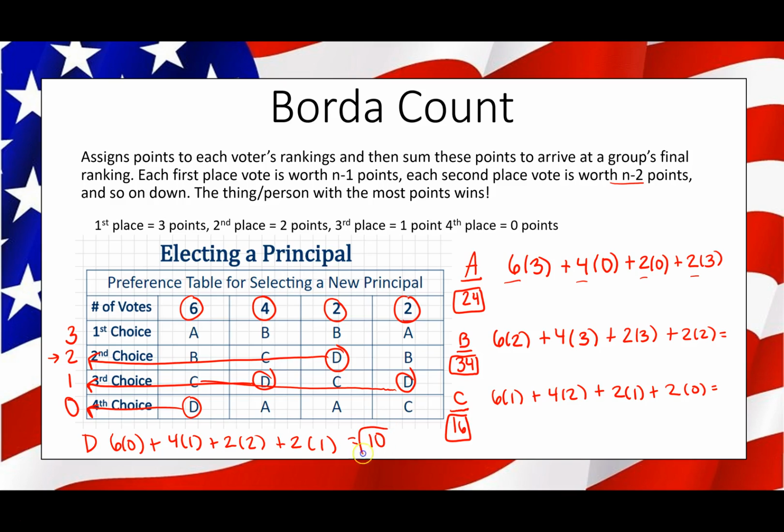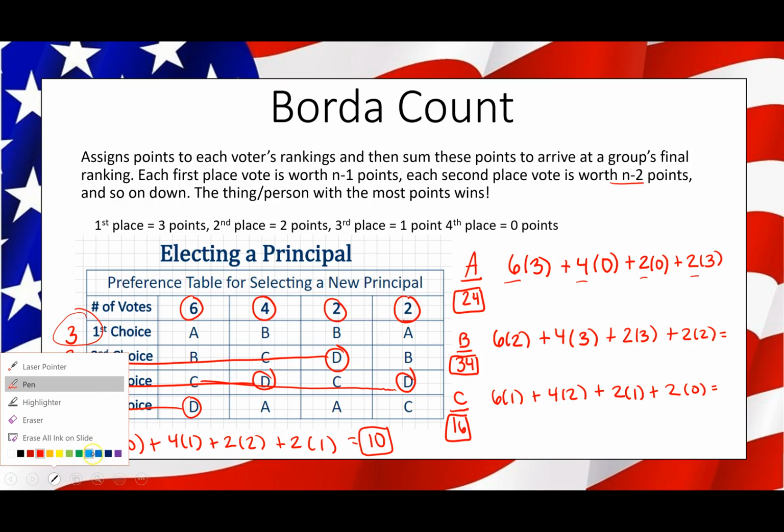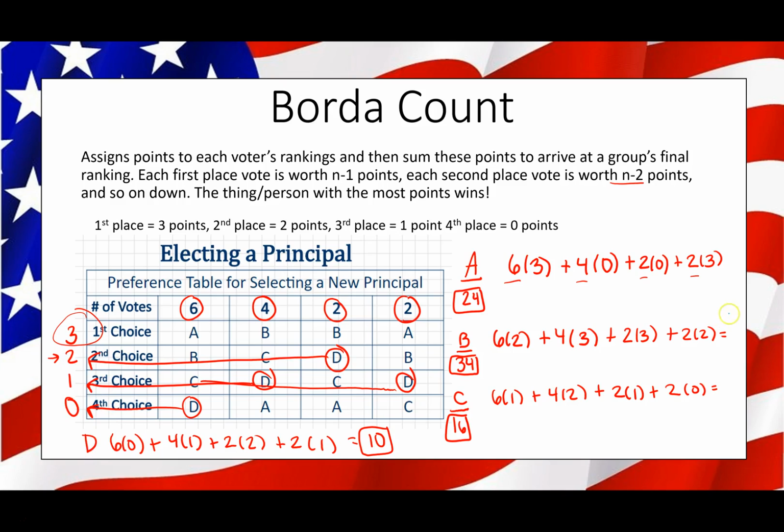So who is our winner here? Well, obviously because we're awarding more points for first place, the winner is going to be the person with the most points. And in this case, we have B as the winner. So Mr. Brown becomes the principal. So B is the winner.